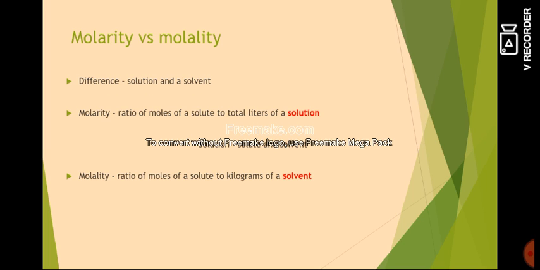Let's see the difference between molarity and molality. The difference lies in the number of moles that are present in the solution and the solvent. Molarity is a ratio of moles of a solute to total liters of a solution, so the solution includes the solute and the solvent. Whereas molality is a ratio of moles of a solute to kilograms of solvent.